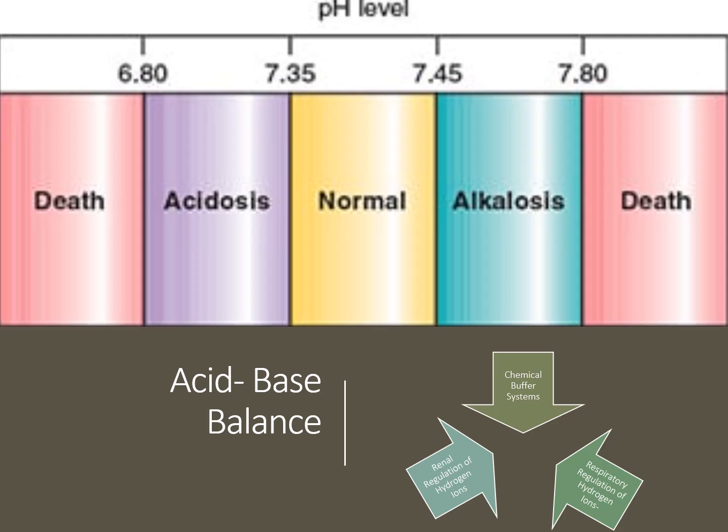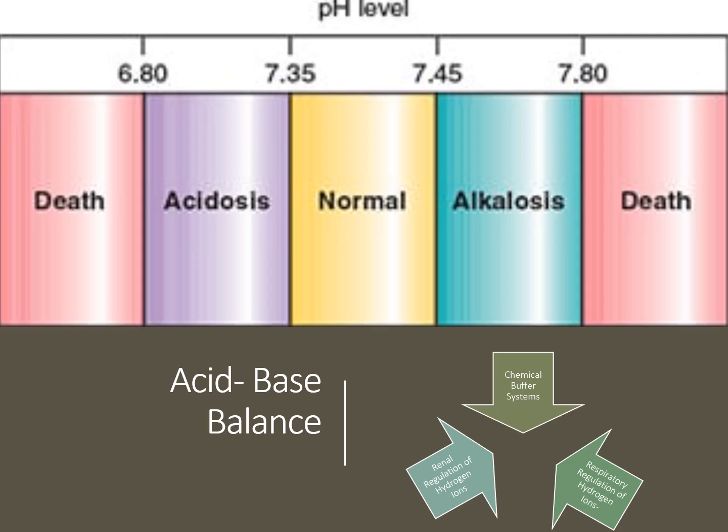Chemical buffer system, which prevents drastic changes in the pH by either releasing or binding hydrogen ions. And there are 3 buffer systems. The carbonic acid-sodium bicarbonate system is the most important buffer in the extracellular fluid. It maintains a 20-to-1 ratio of bicarbonate to carbonic acid to help maintain homeostasis. The most common acid in the body is carbonic acid, and the most common base in the body is bicarbonate.